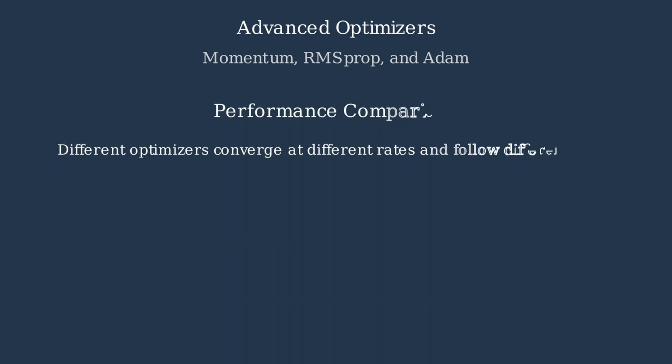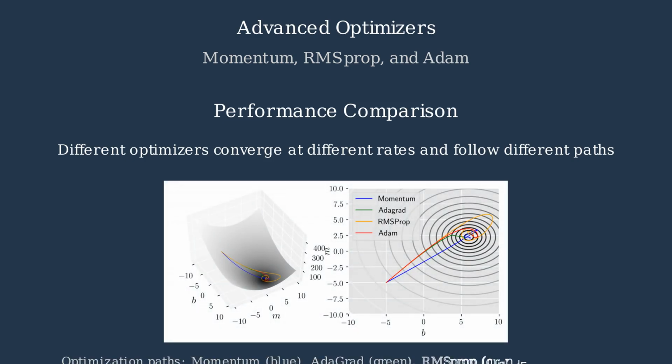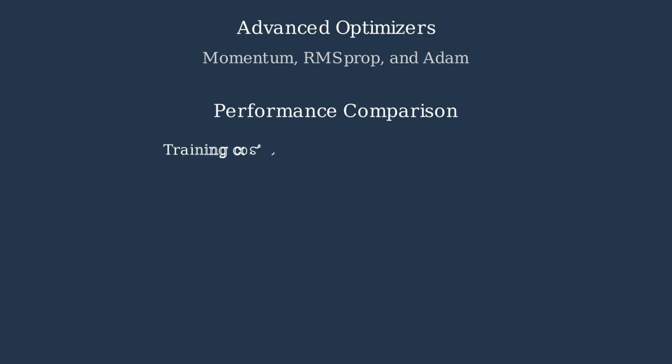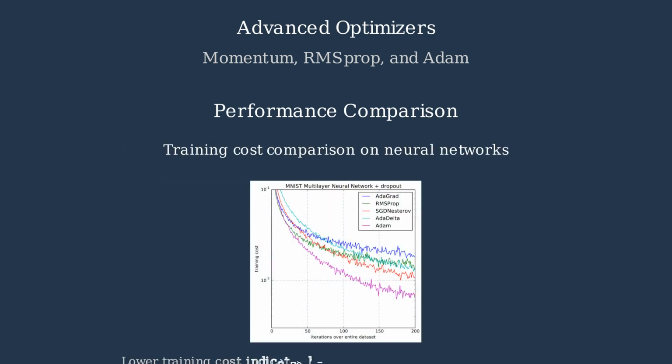Let's compare how these optimizers perform. This visualization shows the paths taken by different optimizers as they converge to the minimum. Notice how Adam, in red, finds a more direct path than the others. This graph shows the training cost versus iterations for different optimizers on a neural network task. Adam consistently achieves the lowest training cost, while AdaGrad converges more slowly. The logarithmic scale highlights the significant performance differences.